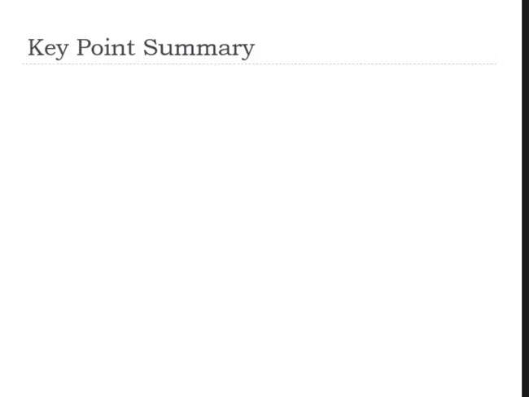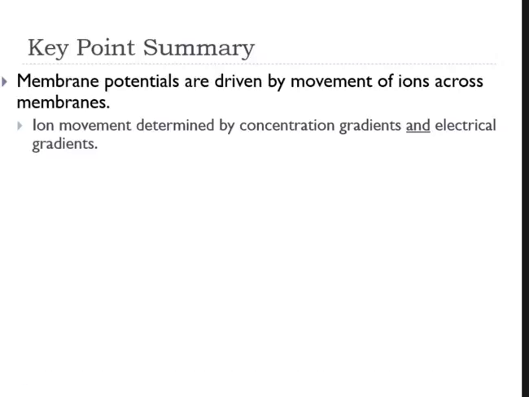Okay, so here's sort of key points summarizing all this stuff. Membrane potentials are driven by movements of ions across membranes, and the ion movement is going to be determined by the concentration gradients as well as electrical gradients that might be present. So if you start with no electrical gradient and you have a concentration gradient, and you allow one ion to start flowing across the membrane, that'll create an electrical gradient.